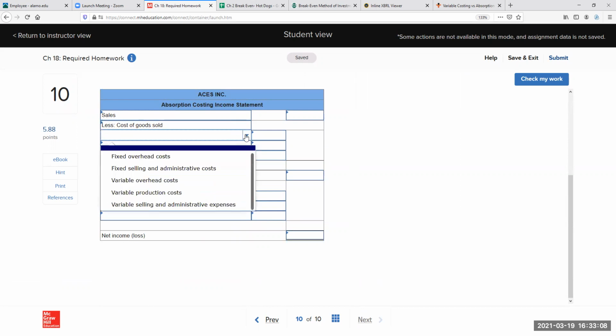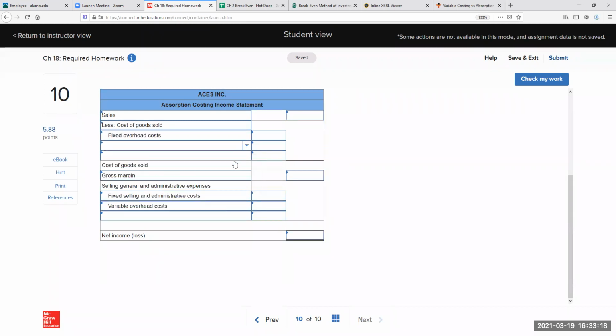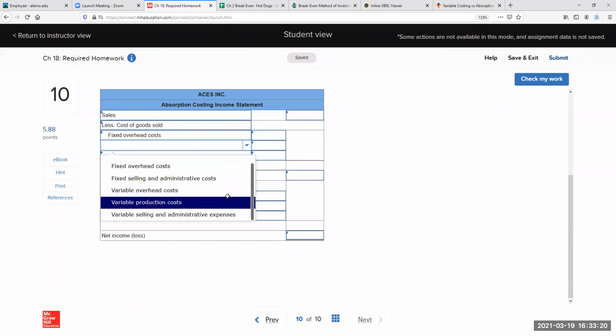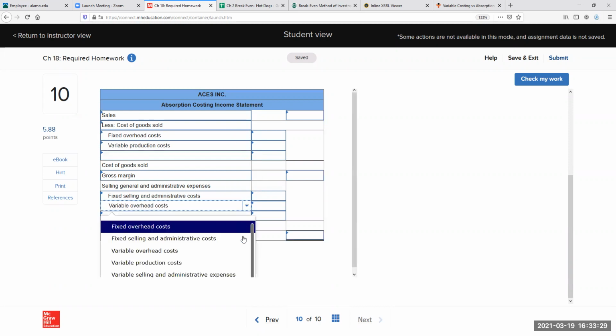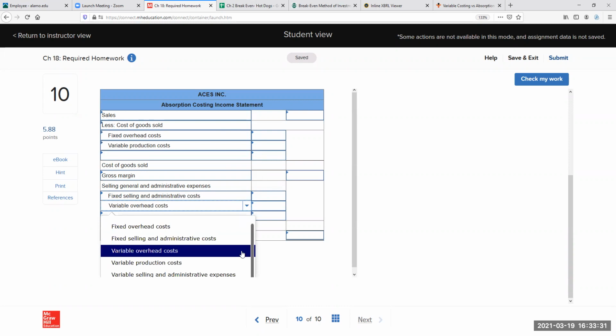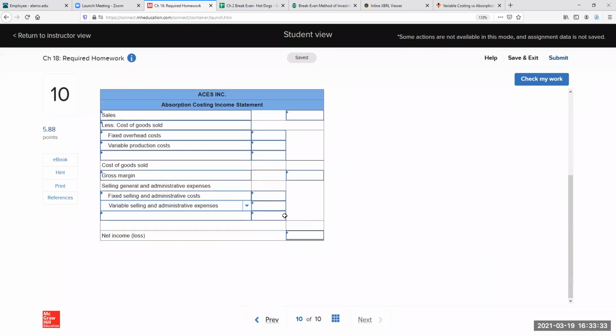So what is cost of goods sold? It should be your fixed overhead and your variable production. That should be the total that equals your cost of goods, and then down here should be your selling and admin. So variable overhead's not in it. You should have fixed selling and variable selling.